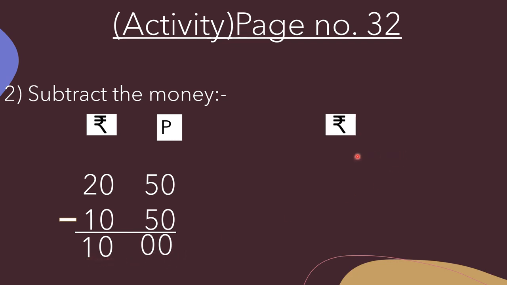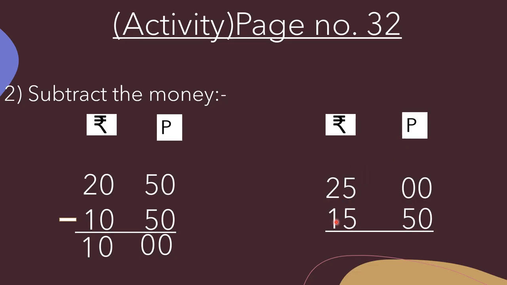Okay, now in the second question, it is given rupees and paise again. 25 rupees only. And we have to subtract 15 rupees and 50 paise from 25 rupees. So let's start from our right hand side. 0 minus 0 is equal to 0. And here it is given 0 minus 5. That is not possible. So here we will take borrow, and this 0 will become 10. And this 5 will become 4.